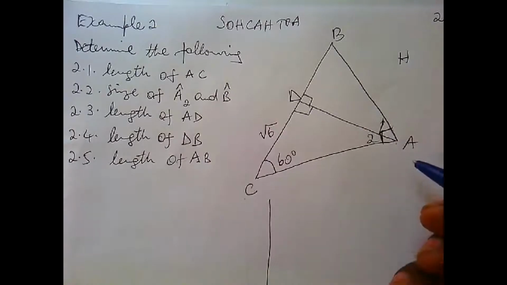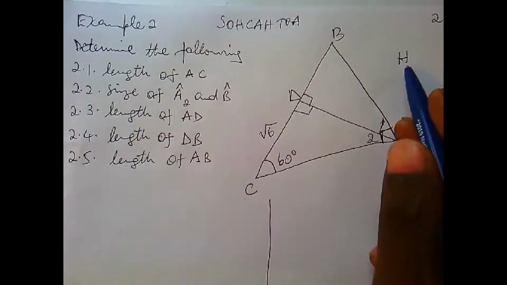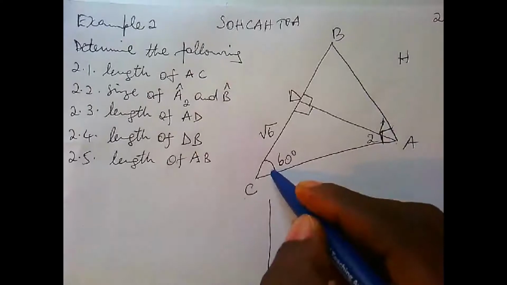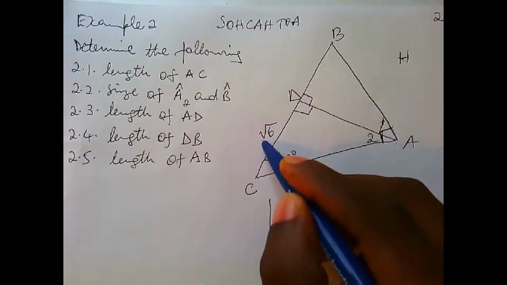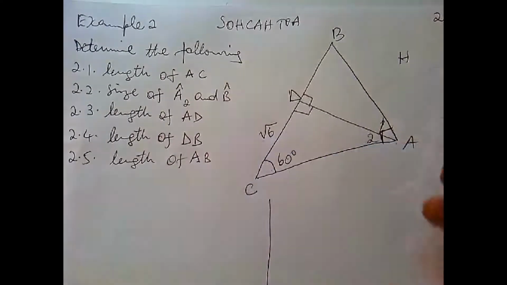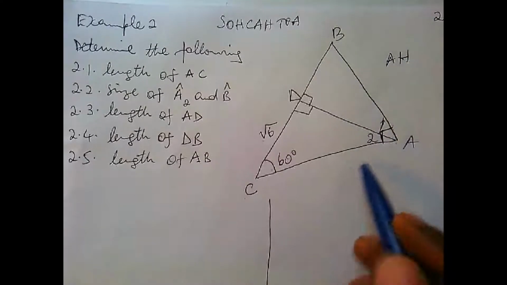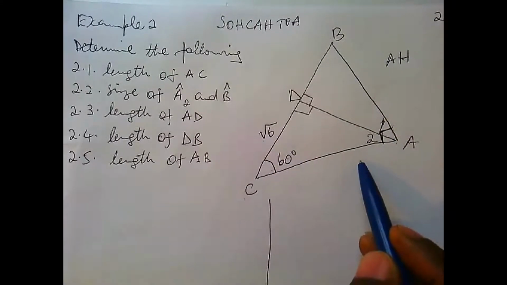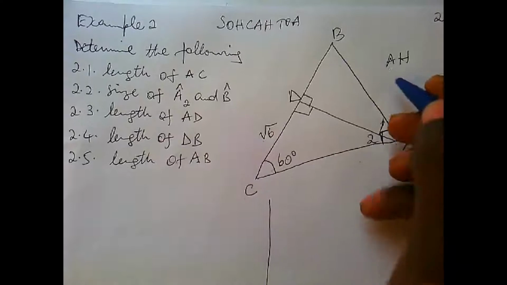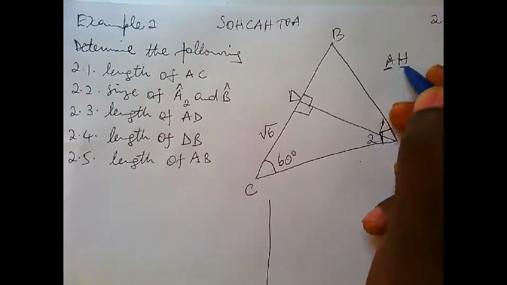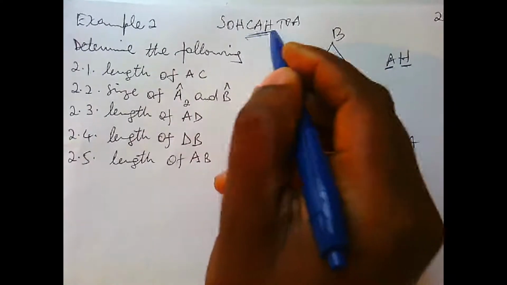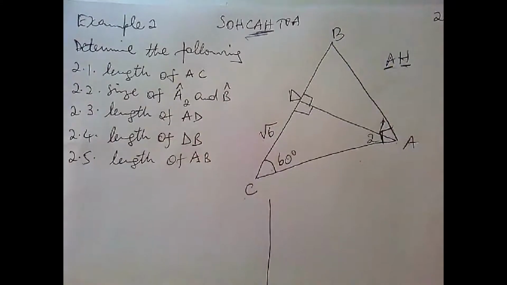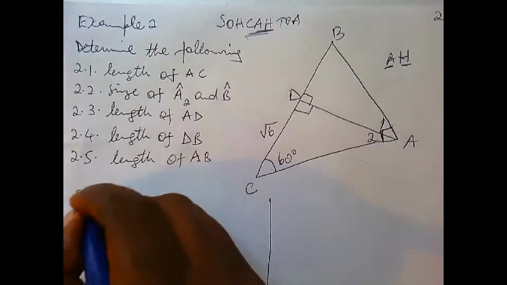You are calculating the hypotenuse, and you've got the angle 60. What is given? The adjacent side. So you are given the adjacent side and you are calculating the hypotenuse. Which trig function are you going to use? Cos, right? So in 2.1, we're going to use cos.